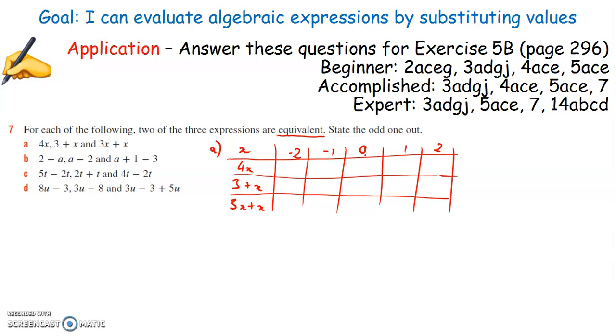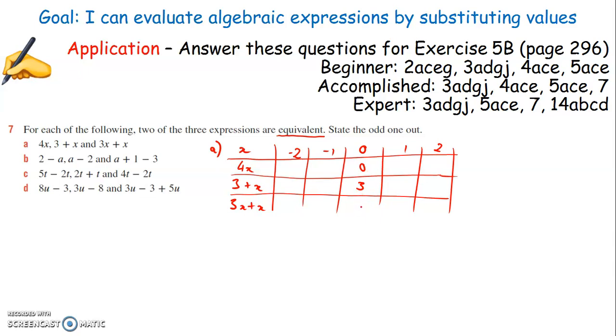Okay, x equal to 0. So 4x is 4 times x. So 4 times 0, anything multiplied by 0 is 0. Second one here is 3 plus x. So 3 plus 0 is 3. So we know right away that these two are not equivalent. So that means that it must be the 4x and the 3x plus x. But I'm going to try this out as well.